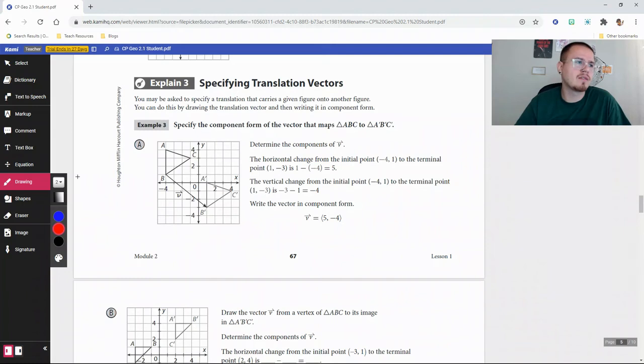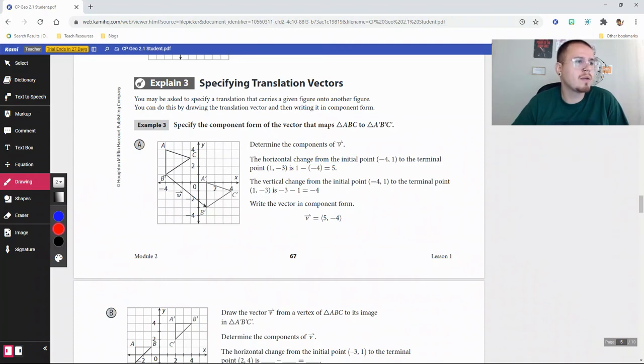Specifying translation vectors. So you may be asked to specify the translation. So they can basically say, okay, here's 2 shapes. How do they move? So you have to determine the components, right? What's the horizontal change? What's the vertical change? And to go from A to A prime or B to B prime, well, let's see.